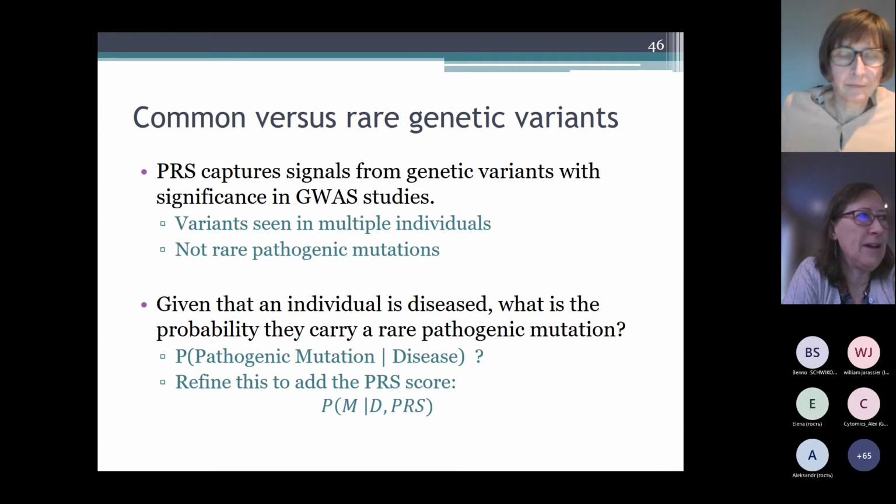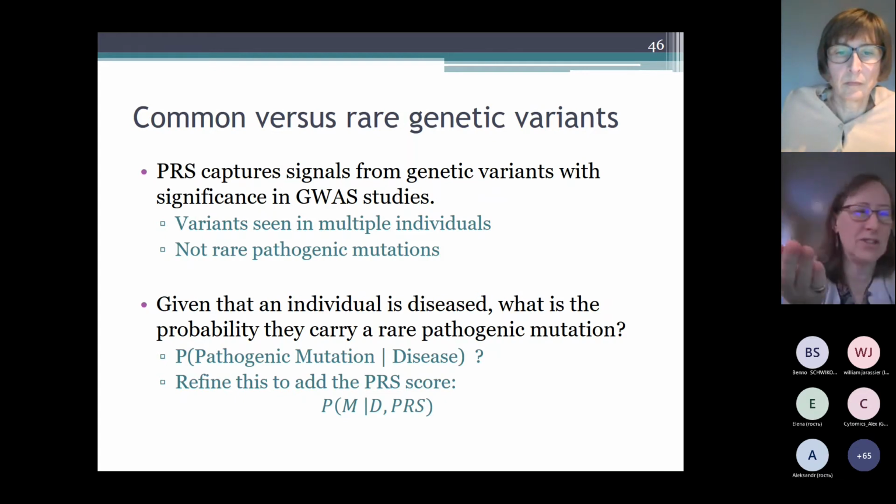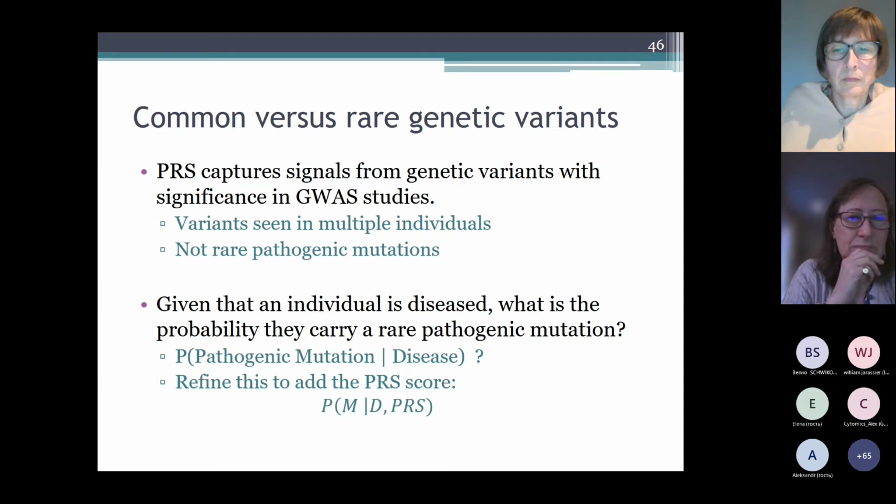So here's another topic, common versus rare genetic variants. So we know PRS captures signals from genetic variants with significance in GWAS studies. So these are going to be variants that are seen in multiple individuals. They won't be the kind of mutation that you've seen only once because it would never then show up as significant in a GWAS. And that means it really excludes most rare pathogenic mutations. They're not incorporated into the calculation of a polygenic risk score.